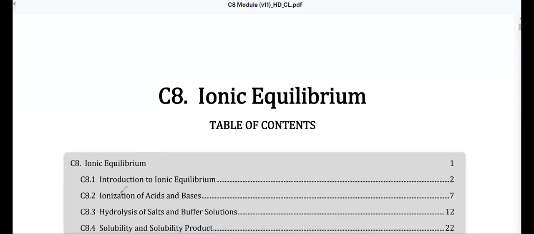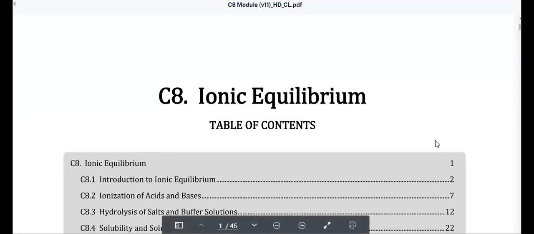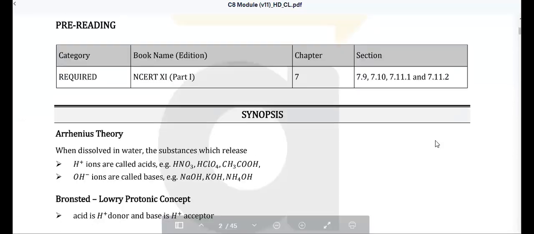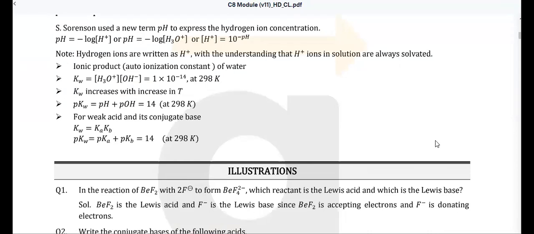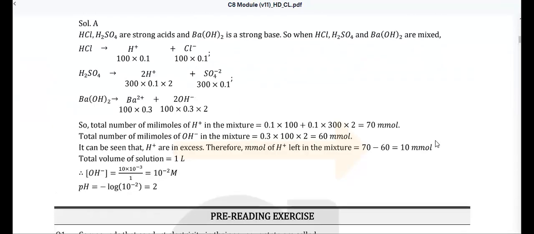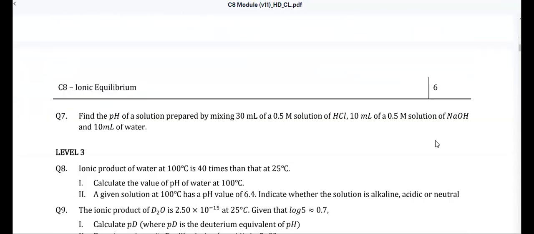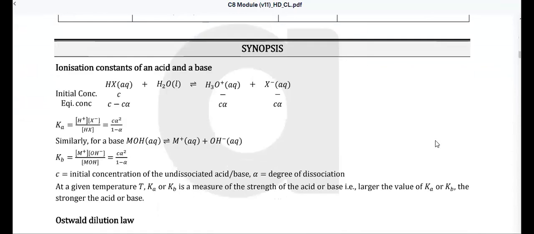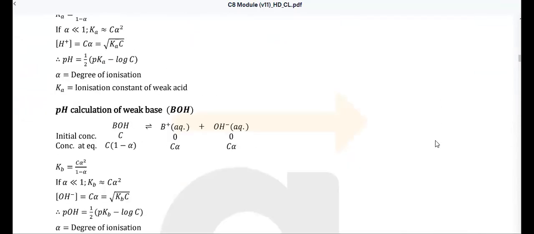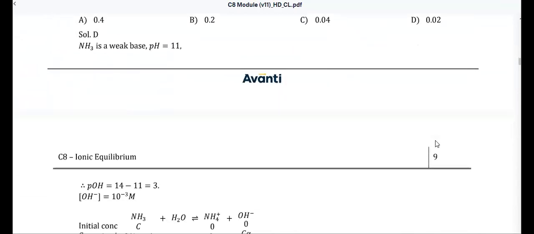So today we are going to discuss the module. 8.1 was complete; we have completed both in class as well as homework. 8.2 in class was covered, right everyone? So we will discuss the homework of 8.2.